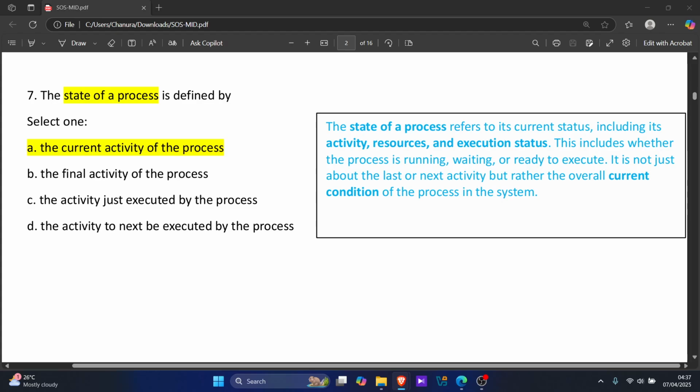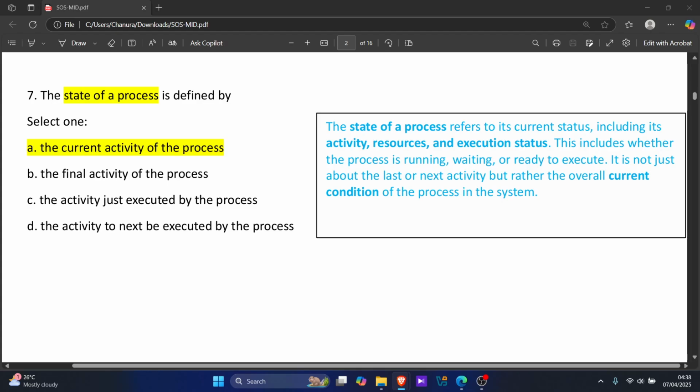Wait, the options are all about activities. The question is which one defines the state. The explanation clarifies that the state includes whether it's running, waiting, ready. So maybe the current activity in option A is part of that. But the explanation says it's not just about the activity, but the overall status. However, given the options, the closest would be A, since the current activity is part of the state.